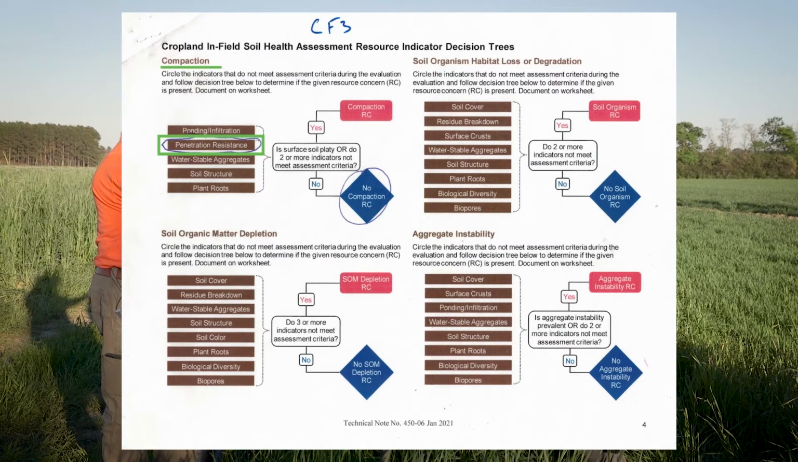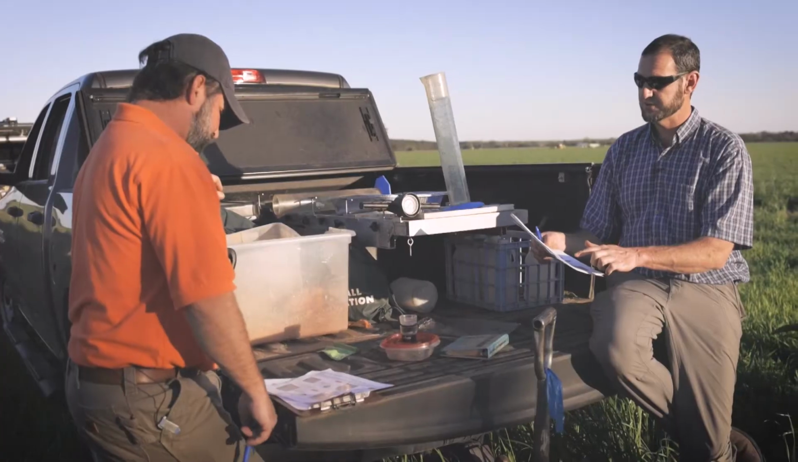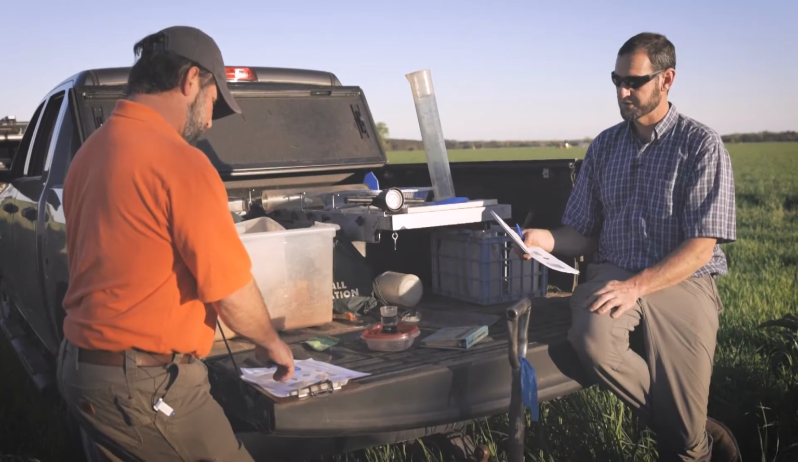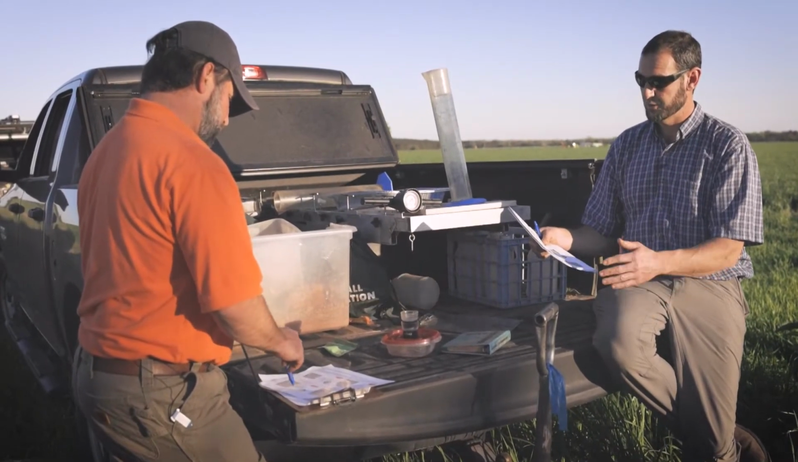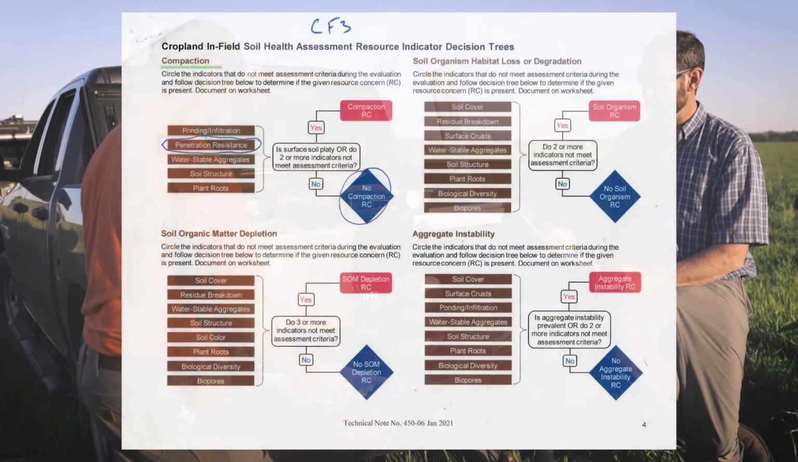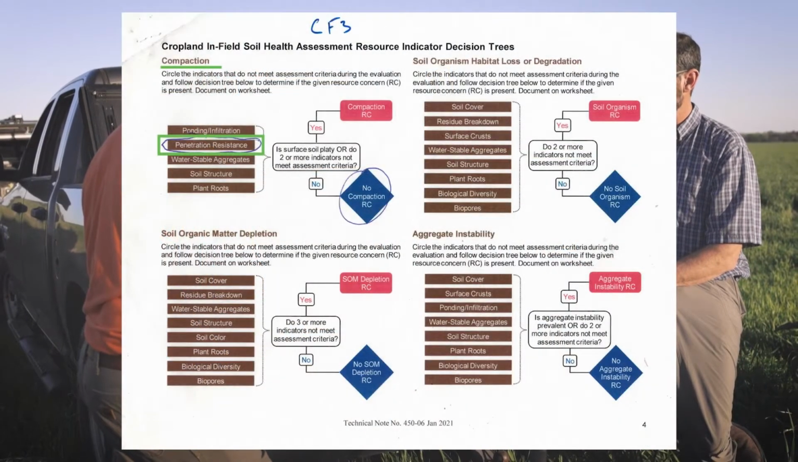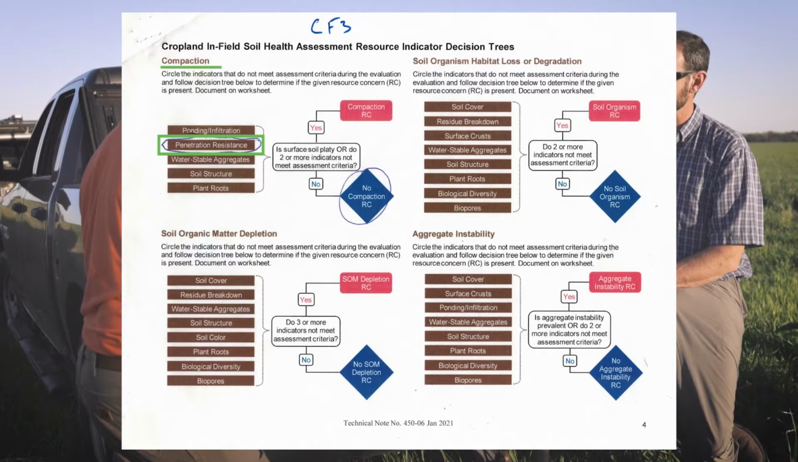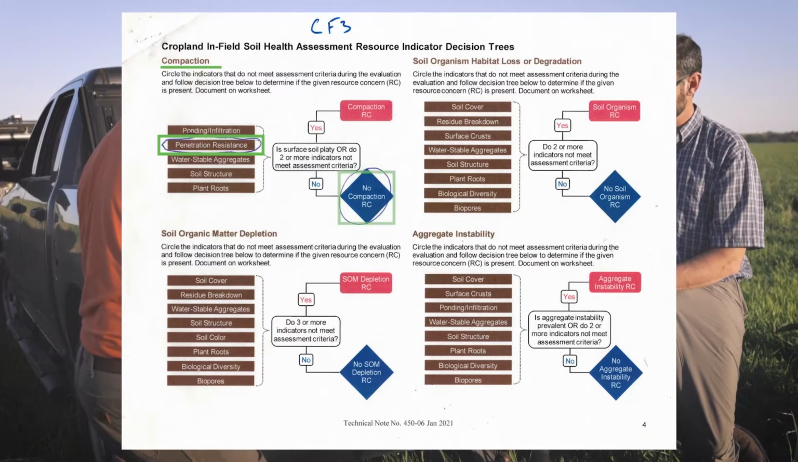The other indicators for the resource concern of compaction were ponding or infiltration, penetration resistance, water stable aggregates, soil structure, and plant roots. So we circled penetration resistance, and then we want to move on across in that decision tree. So we do have one circled, but the question is: is the surface soil platy, or do 2 or more indicators not meet the assessment criteria?